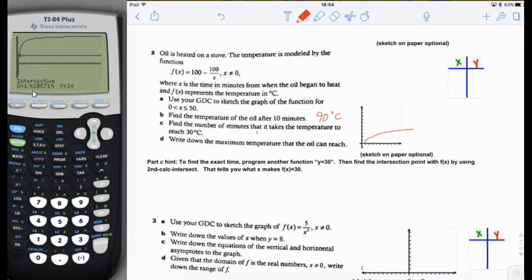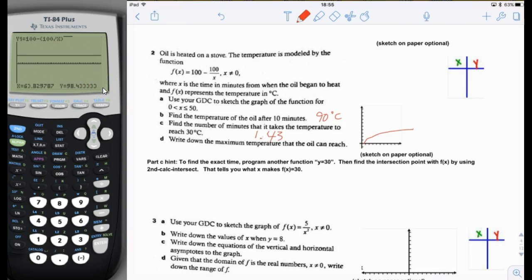So the number of minutes it takes for the temperature to reach 30 degrees is 1.43. Write down the maximum temperature that the oil can reach. Okay, we could do that with trace. We could just travel along the line and see what y equals. Looks like it equals 97, 98, 98, okay? So it's approaching some number.